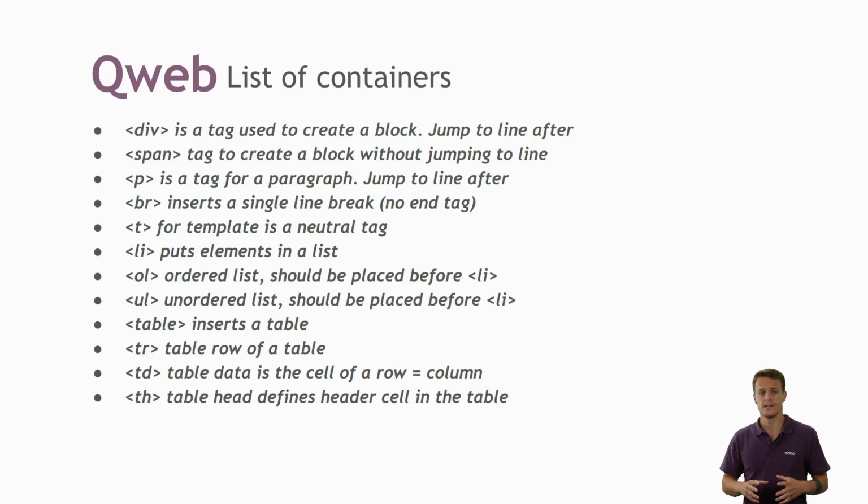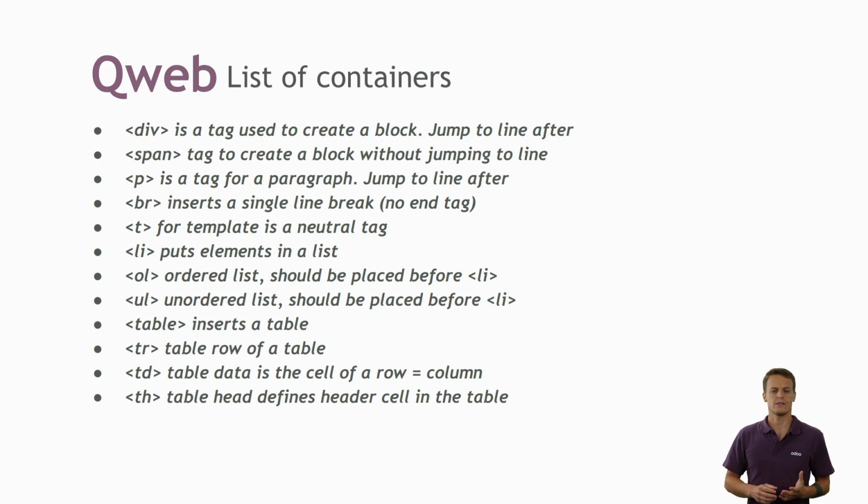So first of all, we have a list of containers or a list of tags. Okay. So for example, we can use the div tag in order to better structure our information within our report. We also can use a span, for example, in order to create a block. All right. Then there's the T tag, which is really important for us because it's actually a neutral tag in order to introduce information such as styling or call upon methods, which we'll see just afterwards. By methods, I mean expressions, of course.